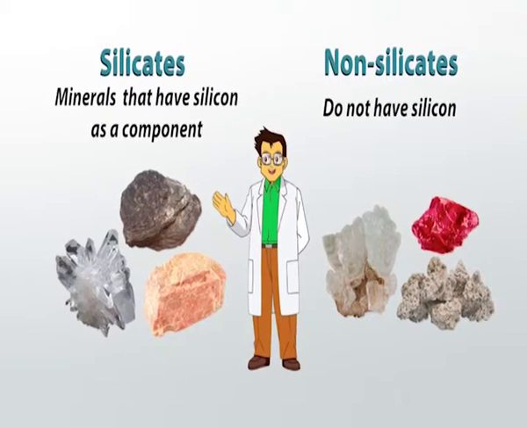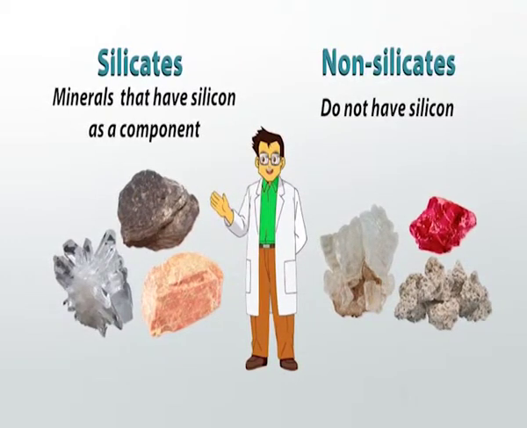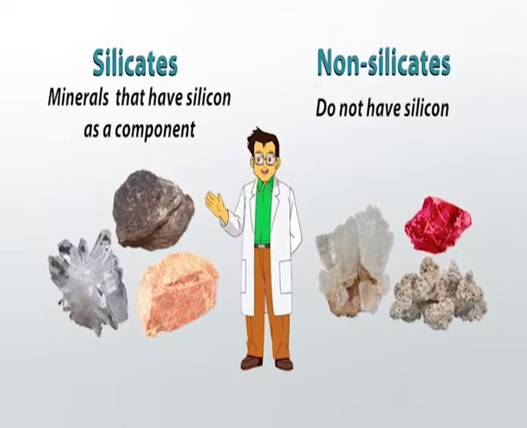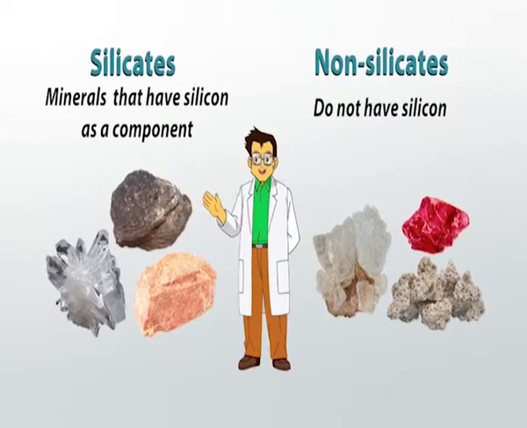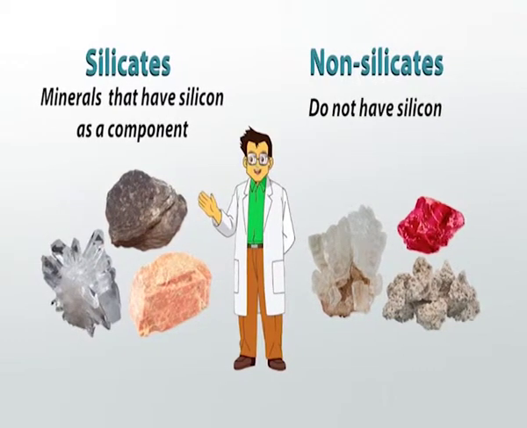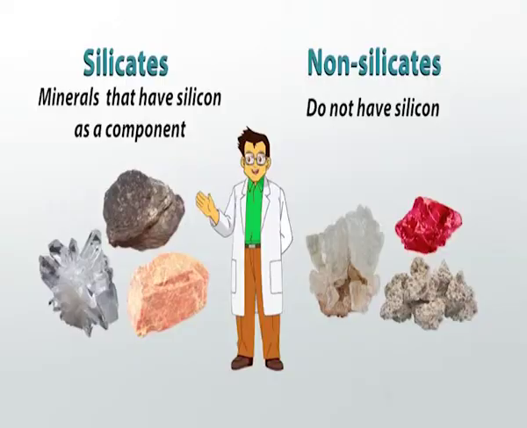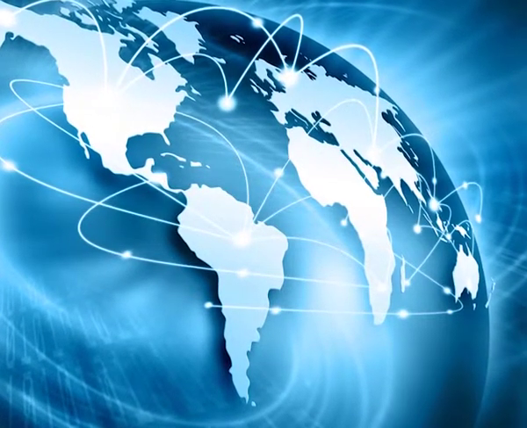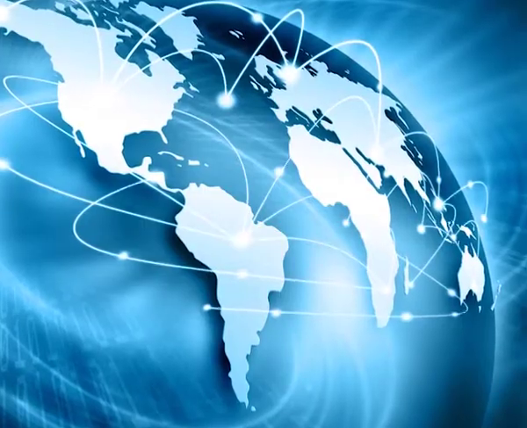Based on the combination of silicon and oxygen and other chemicals, the minerals are classified as silicates and non-silicates. Non-silicates are further classified into 6 groups. Nowadays, this classification is generally accepted worldwide.